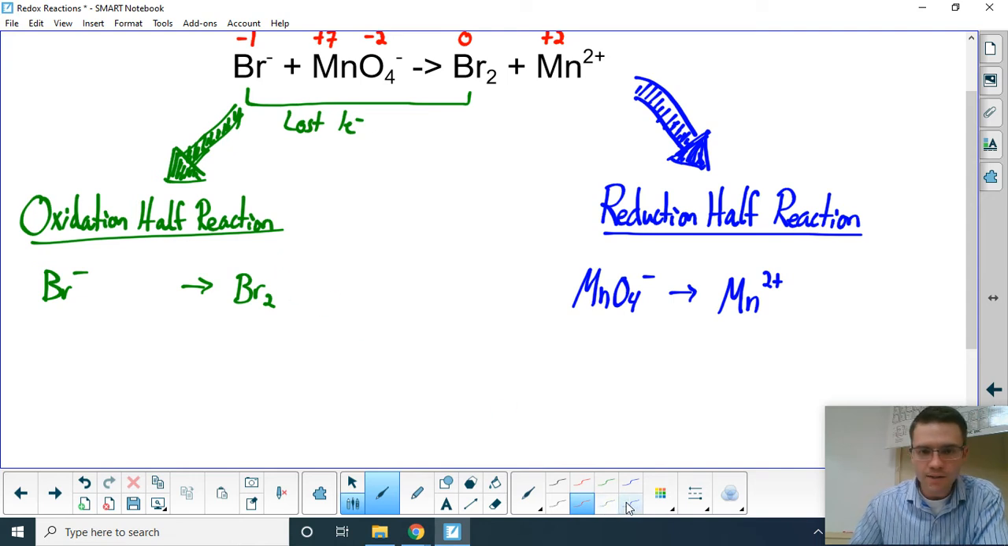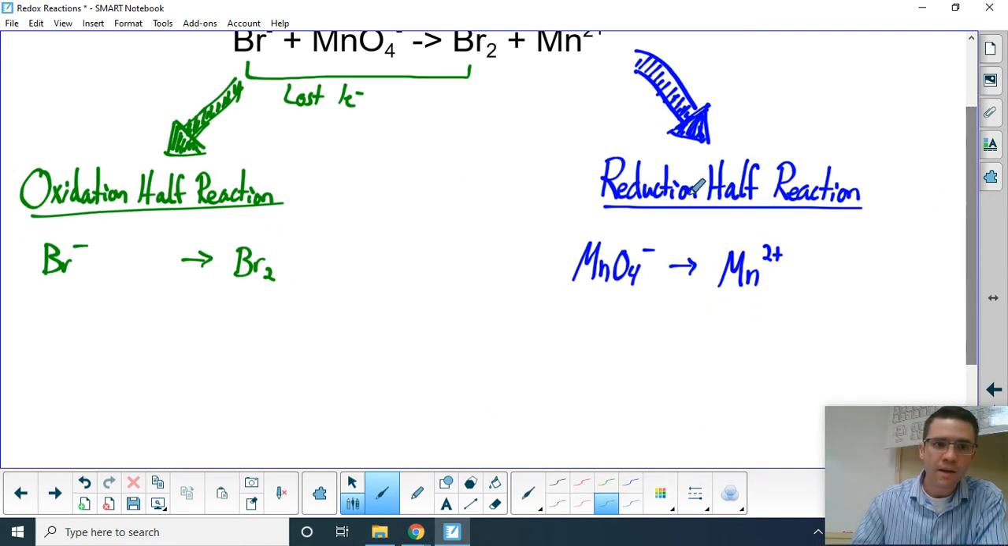Let's do our oxidation one first. That's our easy one. We want to balance atoms first, just like we did on our simple cases. We have 2 bromines on the right, and we need 2 bromines on the left. So I'm going to put a 2 here. Now my atoms are balanced. I'm going to balance my charge. I have a -2 charge on the left, and I need to have a -2 charge on the right. So I'm going to add 2 electrons. And that's oxidation, losing electrons. We lost our 2 electrons, and here they are.